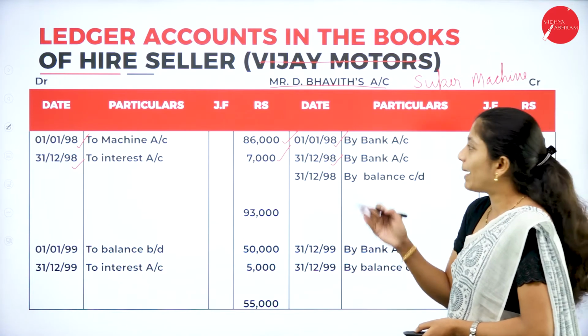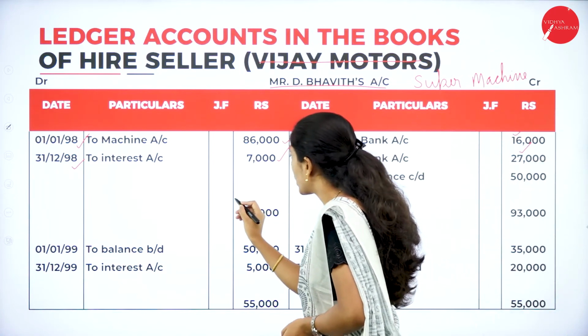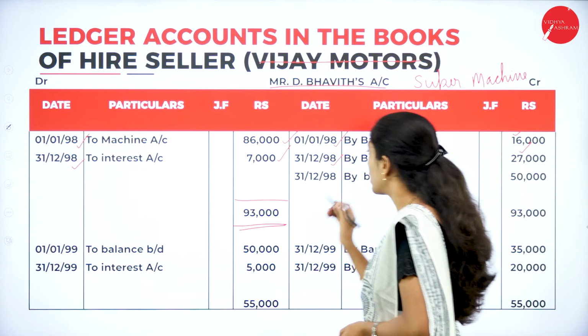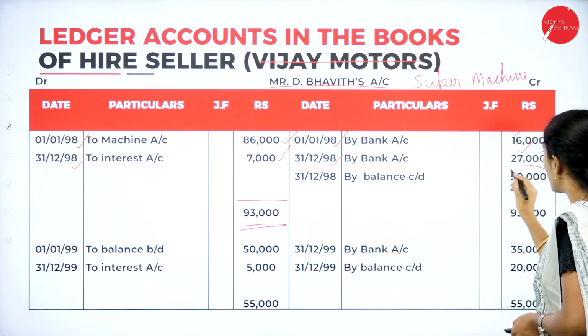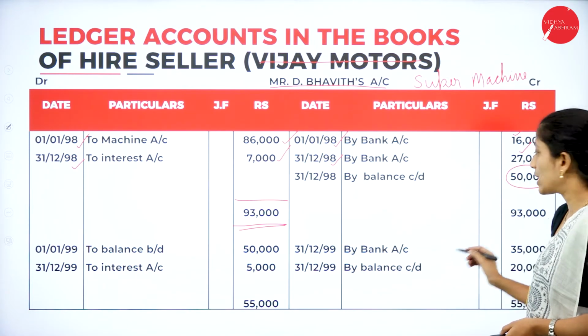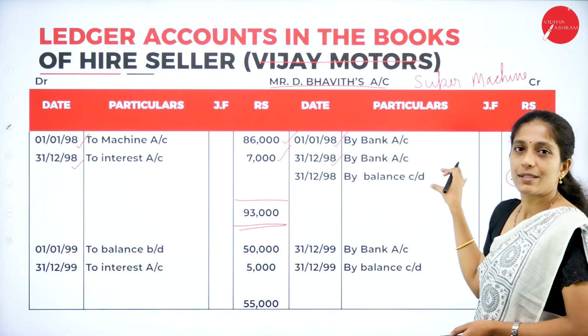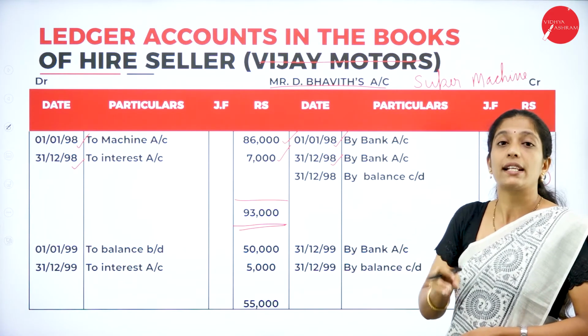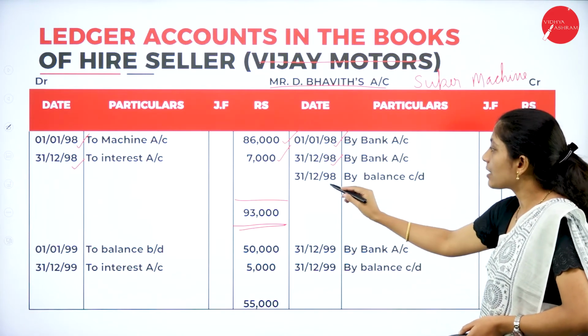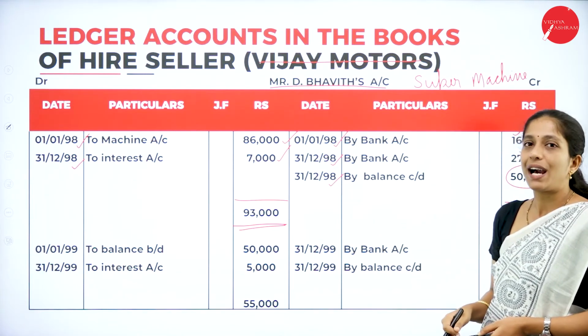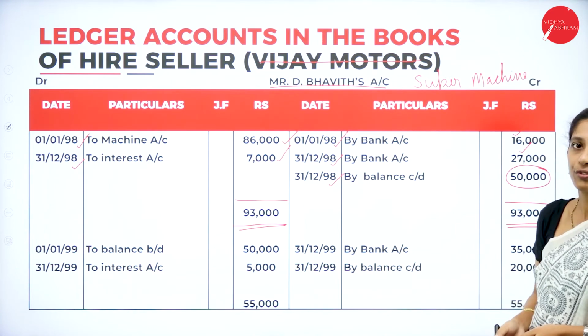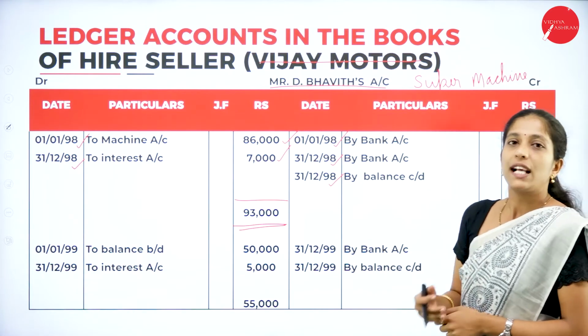Now, as usual, balance both sides. If you add, in the debit side you will get 93,000, whereas in the credit side you will get a balancing figure of 50,000. Now, what are we going to do with this balancing figure? We have to carry it down for the next year. That is 31/12/98, by balance carried down, 50,000.